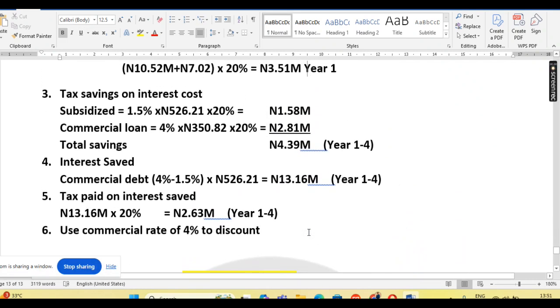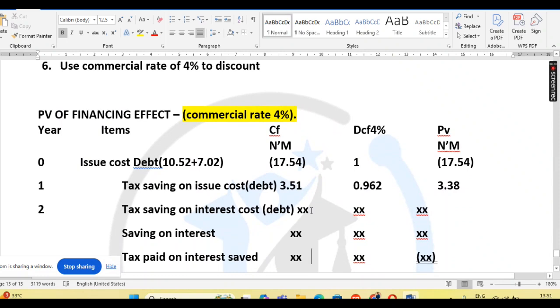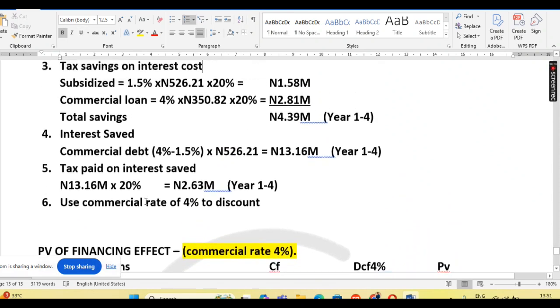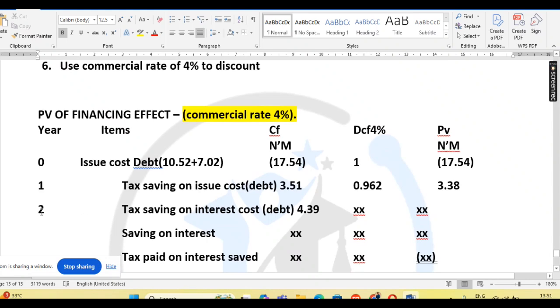What is the tax savings? That is 4.39. And it is from year 1 to 4. So, what is the annuity? Annuity from year 1 to 4.